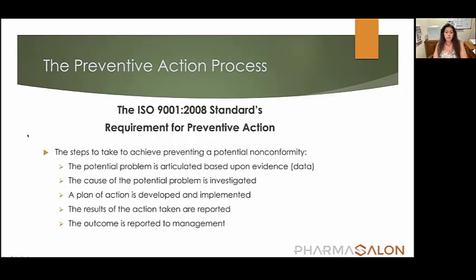Okay. This is an ISO requirement for preventive action. The steps to take to achieve preventing a potential nonconformity: the potential problem is articulated based upon evidence. The cause of the potential problem is investigated. A plan of action is developed and implemented, and the results of action taken are reported, and the outcome is reported to management. So again, we're looking for data to show that the plan of action is implemented and the results of action are reported. And obviously the goal is that there's nothing to report. You don't want to see an error brewing or something popping up again.